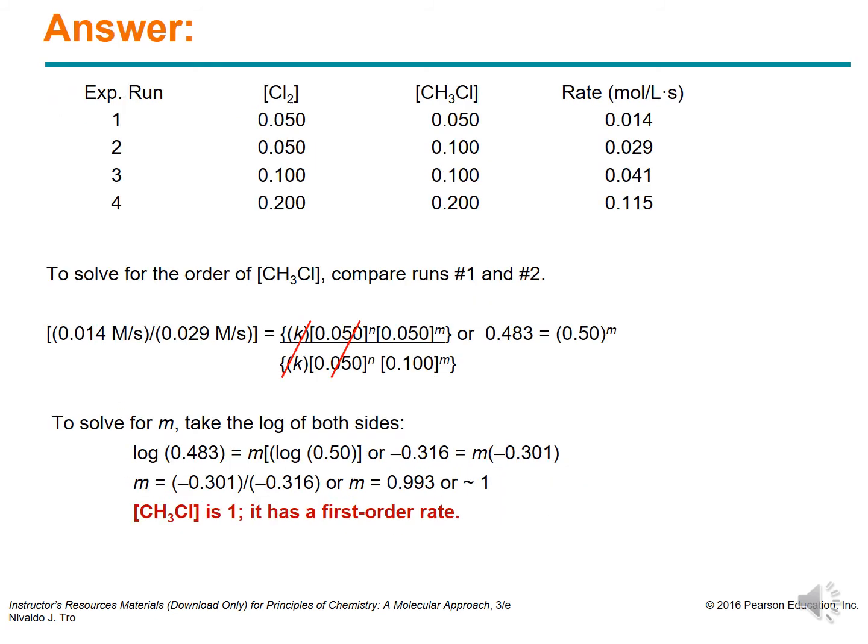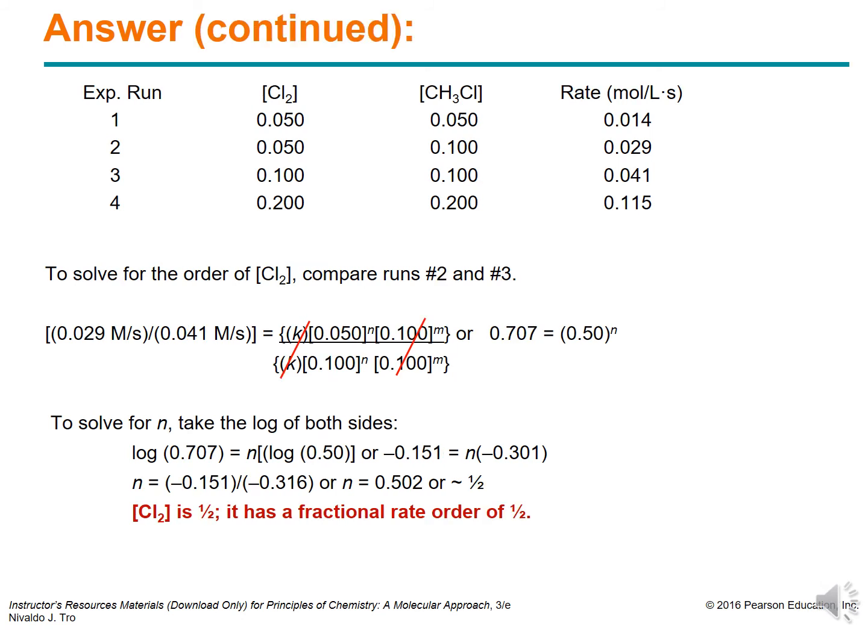All right, so looking at runs 1 and 2, where we kept chlorine concentration constant, we can see that what we're left with is a factor of doubling reaction concentration for CH3Cl and a doubling of the rate. So if you want to do it rigorously, we can do logs and things like that, but by inspection, just by those approximate values, we can see that this reaction is first order with respect to CH3Cl.